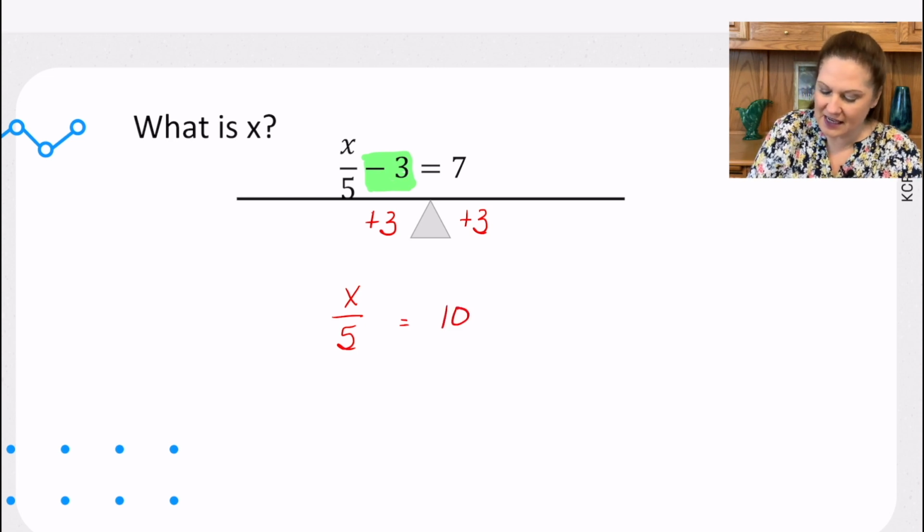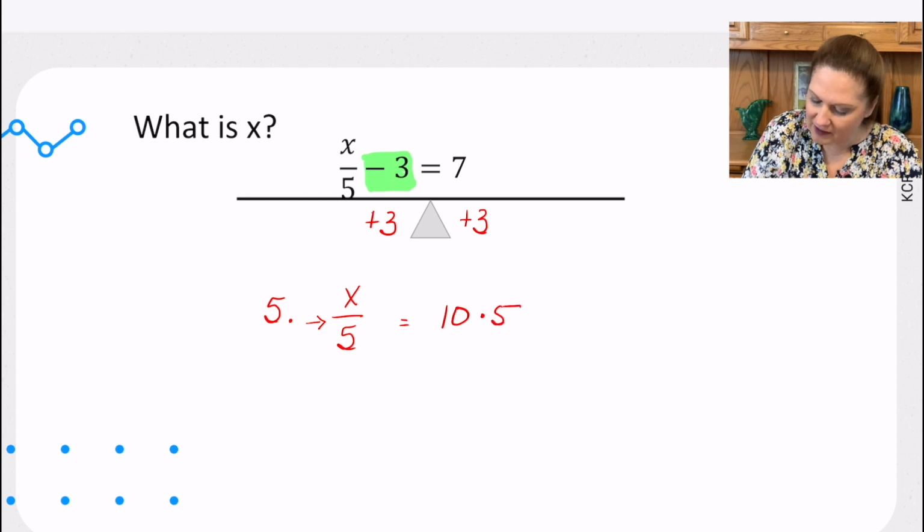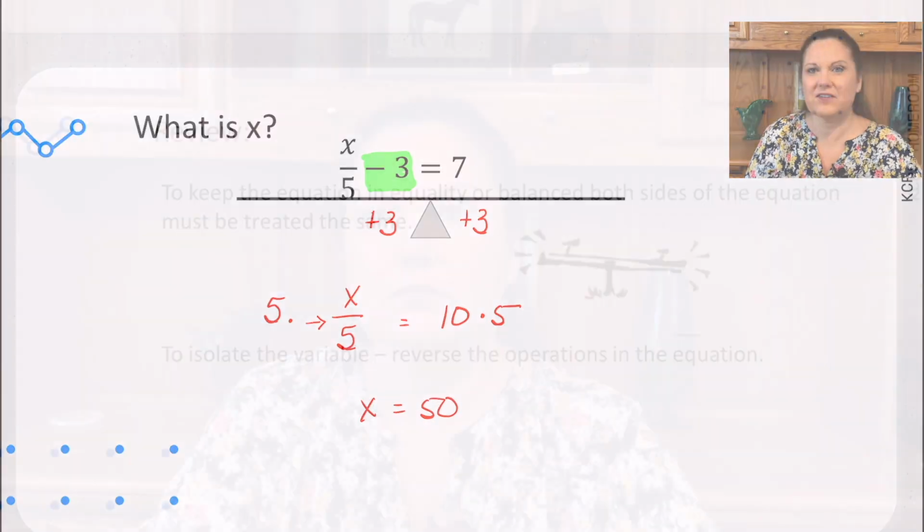Yep, it's 10. Now, notice this fraction bar. That fraction really means division. What's the inverse? You got it. Multiply. So we're going to multiply 5 on this side. So x is going to be equal to 50.